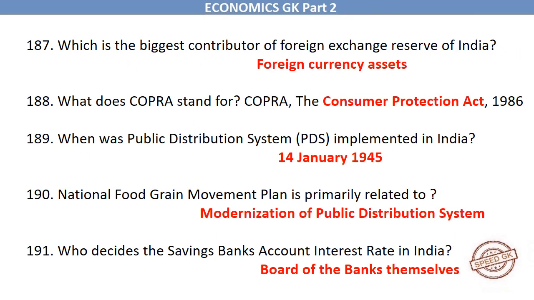Which is the biggest contributor of foreign exchange reserve of India? Foreign currency assets. What does COPRA stand for? COPRA, the Consumer Protection Act, 1986. When was Public Distribution System, PDS, implemented in India? 14th January 1945. National Food Grain Movement Plan is primarily related to modernization of public distribution system. Who decides the savings bank's account interest rate in India? Board of the banks themselves.